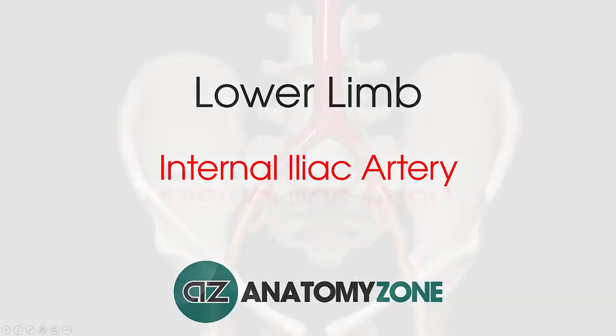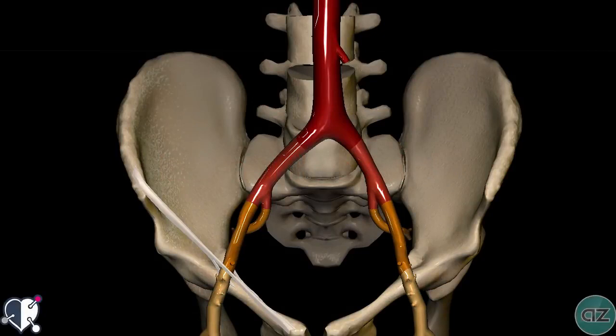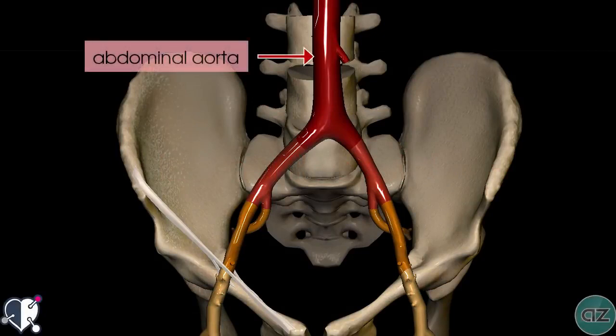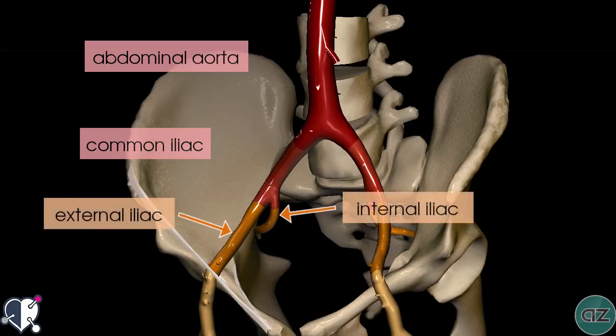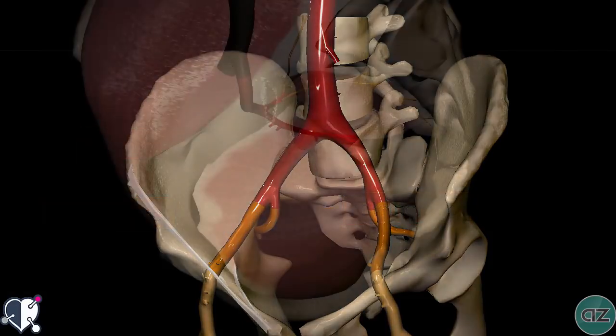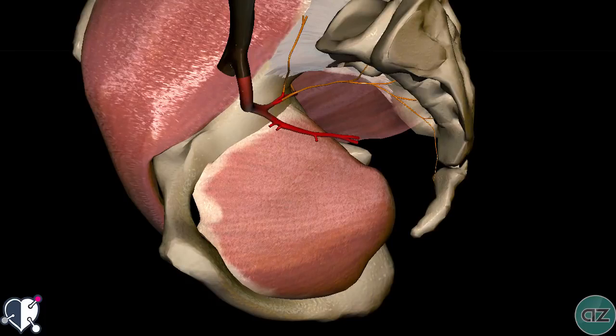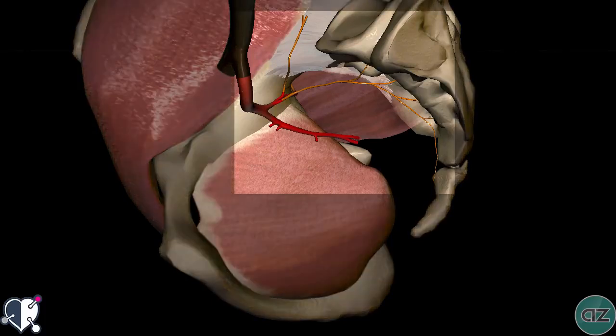In this tutorial we're going to take a look at the internal iliac artery. In this model we're looking at the abdominal aorta dividing into the common iliac arteries, which then divide into the external and internal iliac arteries. What we're now looking at is the right internal iliac artery, and we've removed the left and the external iliac artery.